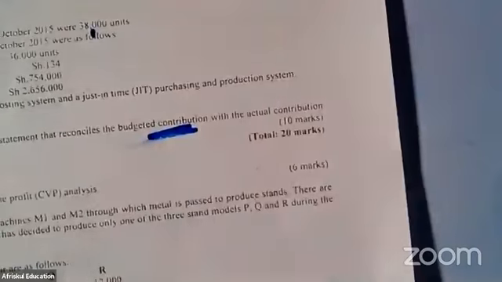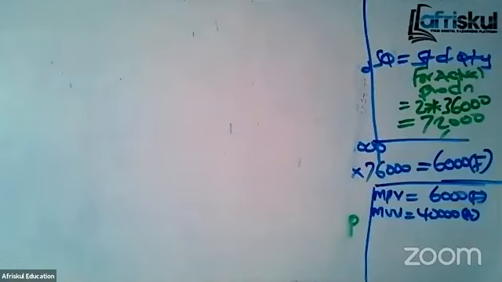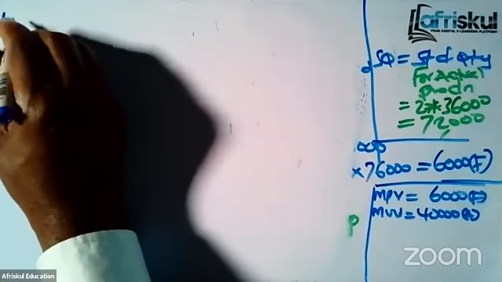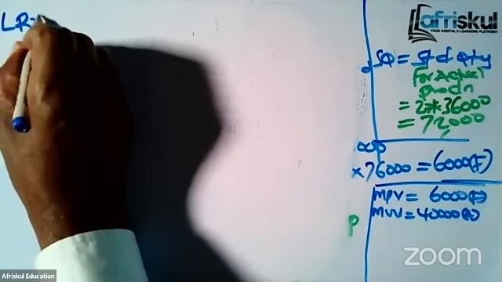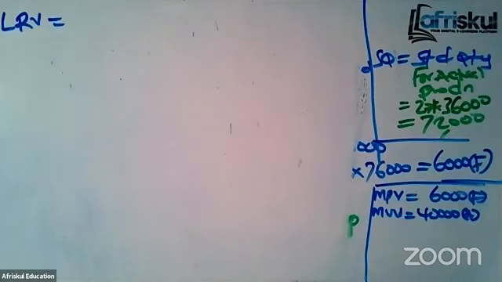Because you're following this particular question, we've been able to get the materials, both of them. Now we are going to labor. So for labor, what do we have here? Labor has two types of variances: the labor rate variance and the labor efficiency variance.